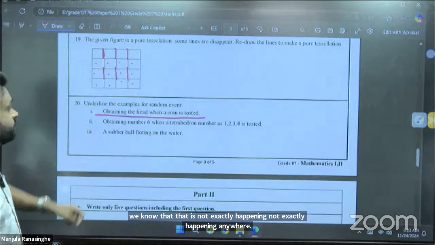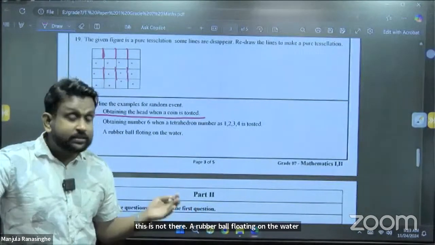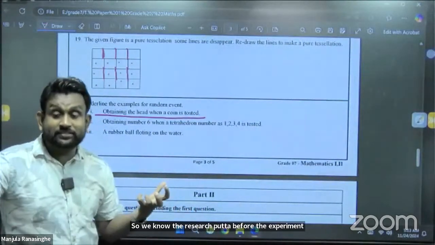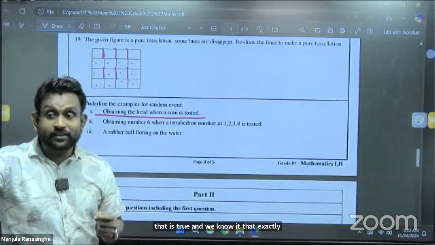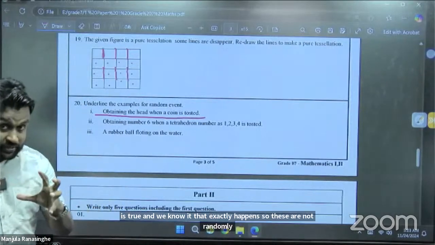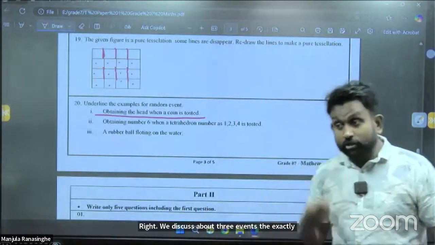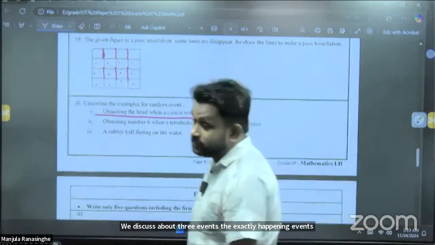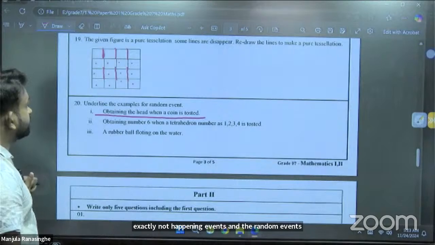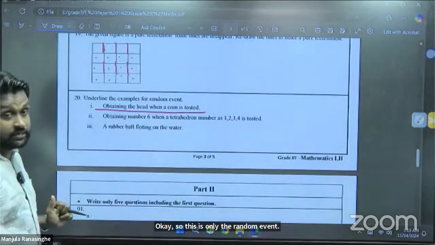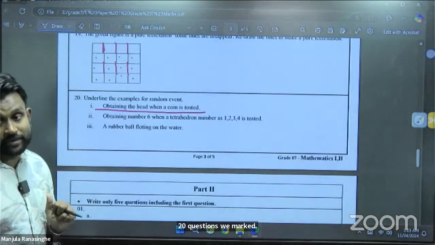A rubber ball floating on the water. We know the result before the experiment. Yes, the rubber ball is floating, and that exactly happens. So these are not random events. We discussed three events: the exactly happening events, the exactly not happening events, and the random events. So this is the only random event. Now you can mark the 20 questions. Each question is 2 marks, so 2 into 20, 40 marks totally.